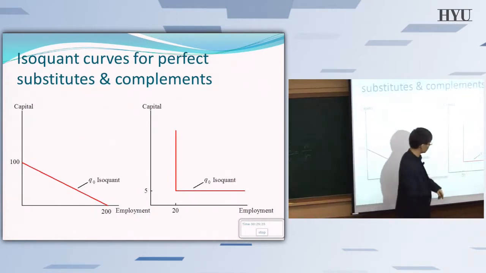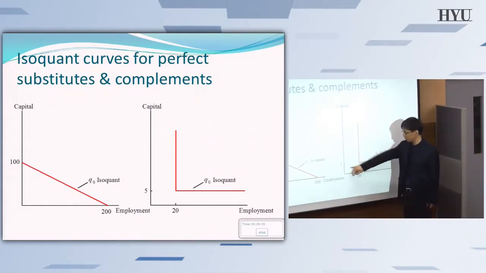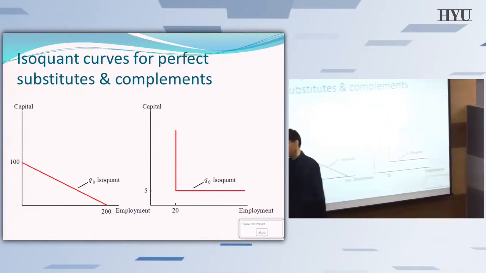And in this case, it's an L-shaped curve. So if you want to produce 5, you need 5 and 20. So if you have 20 workers, even if you have more than 5 machines, the output will still be 5. If you have 5 machines, you hire more than 20, the output is still 5. So that's why we have this L shape.